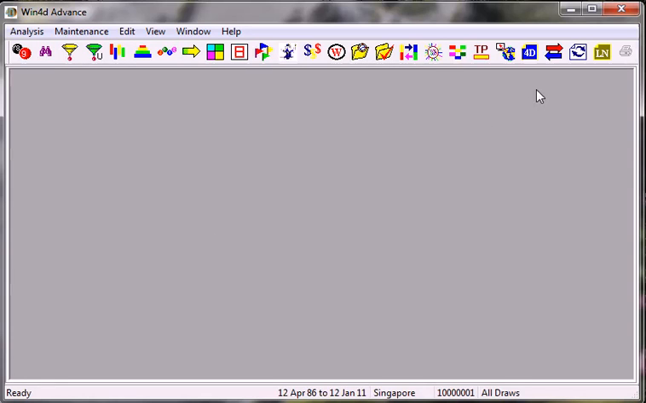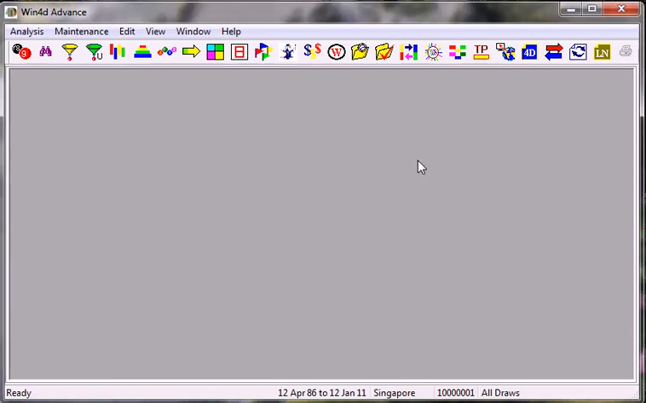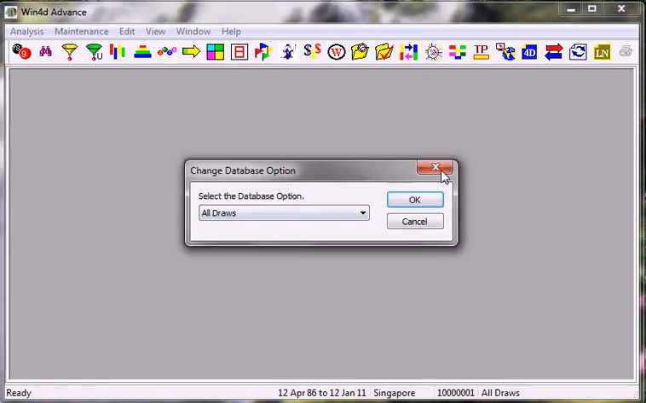For those who just logged in, do have with you a piece of paper, pen and pencil, and at any point of time, do pause when you need it. Currently what I'm using is the Singapore data, and I'm also using all draws.